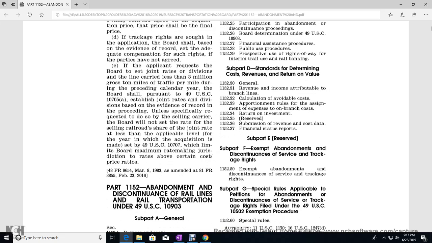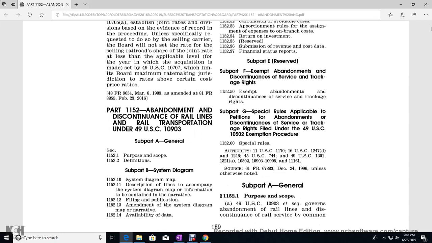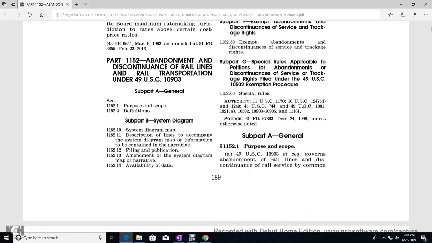Subpart F, Exempt abandonments, discontinuances of service and trackage rights. 1152.50, Exempt abandonments, discontinuances of service and trackage rights. Subpart G, Special rules applicable to abandonments, discontinuances of service and trackage rights filed under Title 49 U.S. Code 10502 exemption procedures. 1152.60, Special rules.